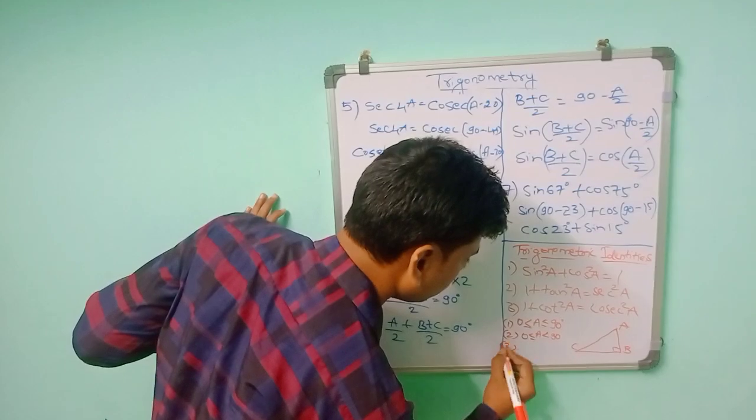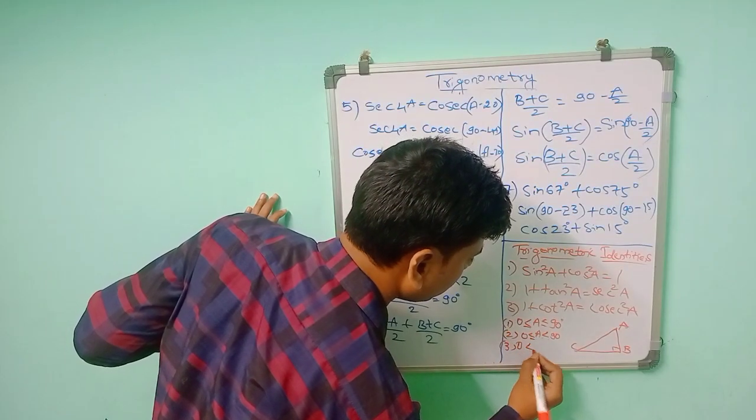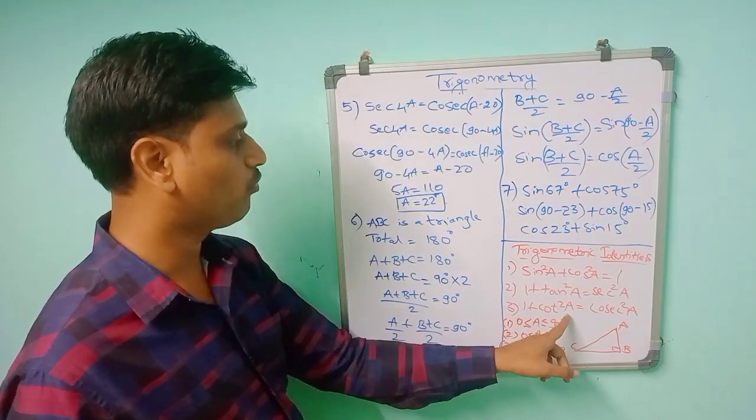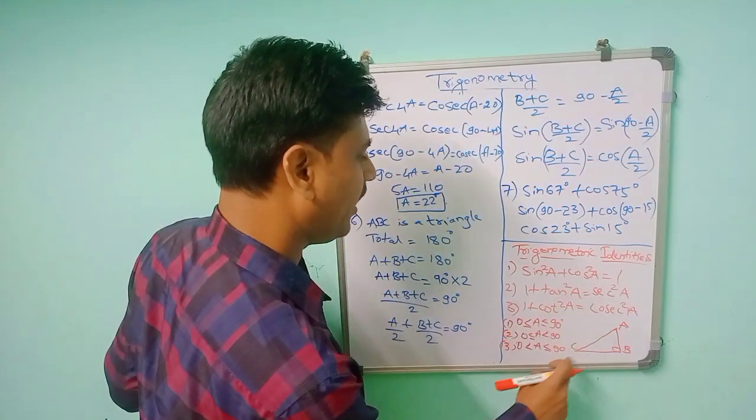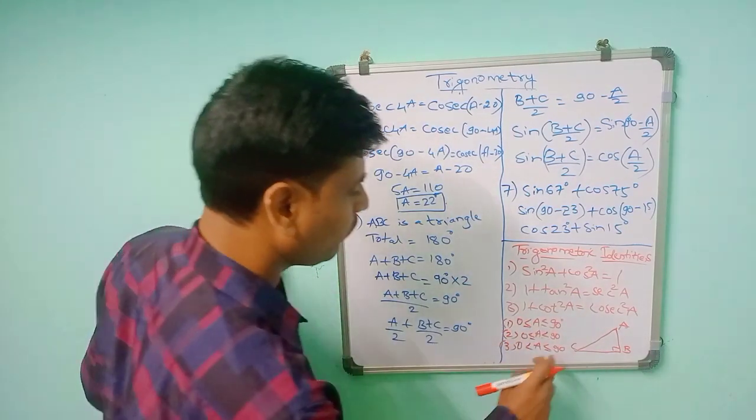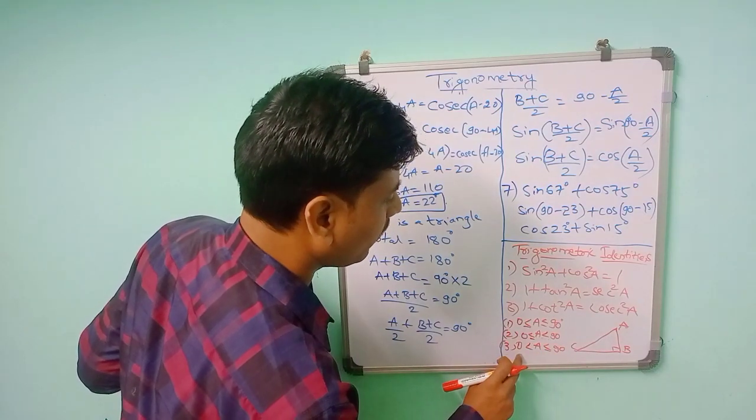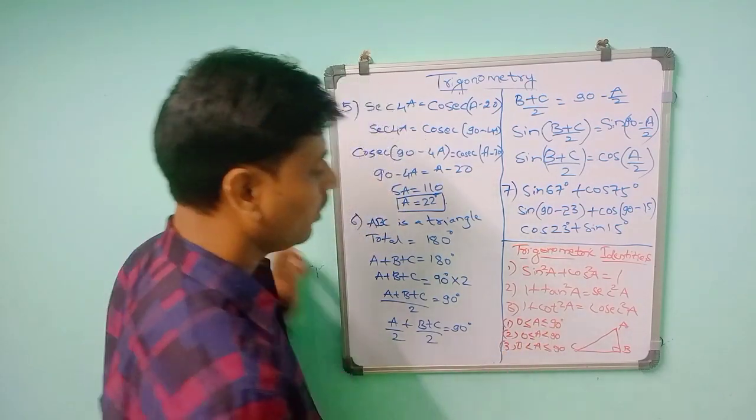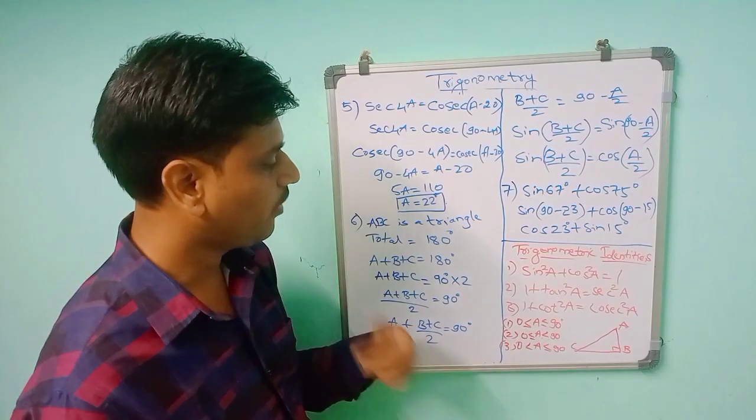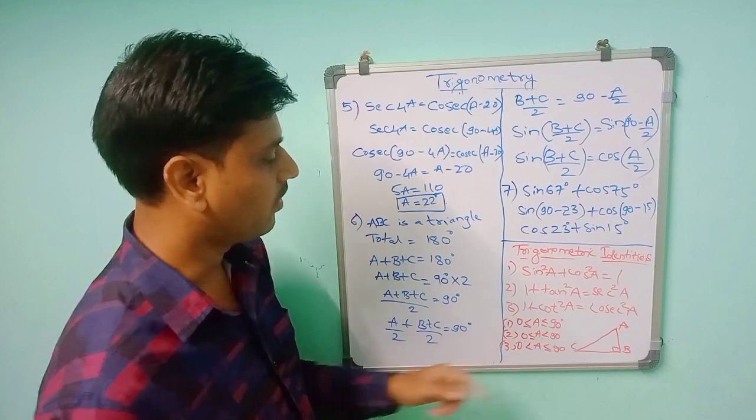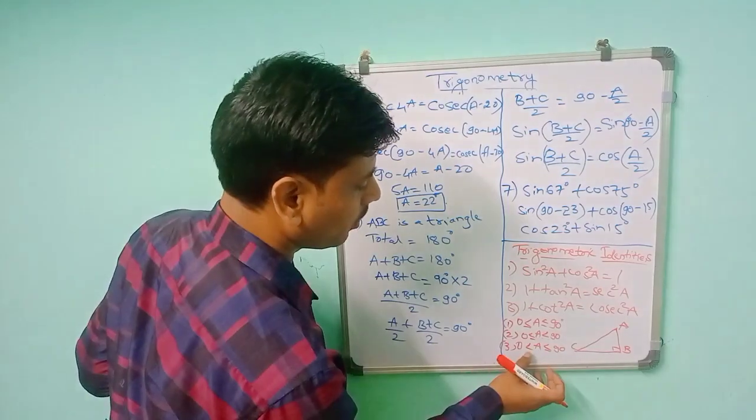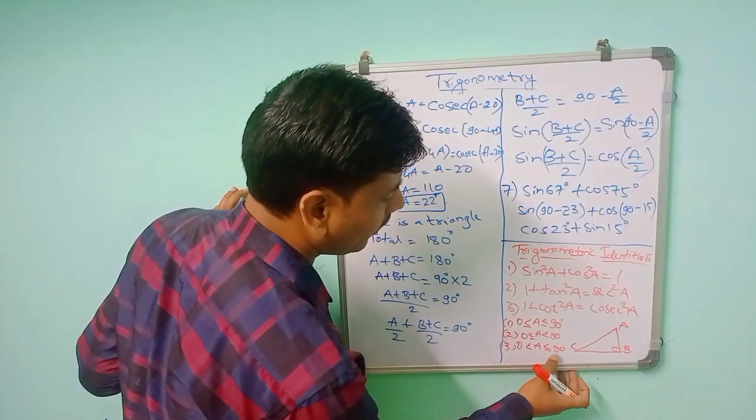Like that, for the third one, 0 is less than A, because the third one is cot square A. Tan 90 is 1 by 0, but cot 90 is 0 by 1, so it will become 0. So we can take 90 here, but we can't take 0, because cot 0 value will be 1 by 0, since tan 0 is 0 and cot is the reverse of that. So it is indefinite, it is infinity, it is not definite.